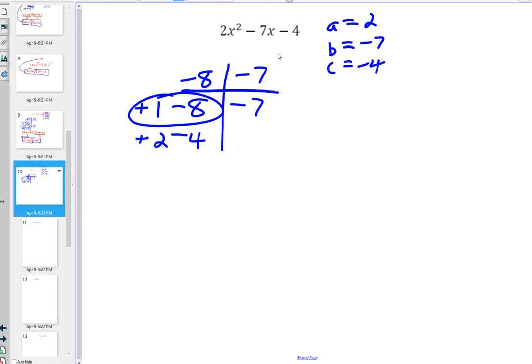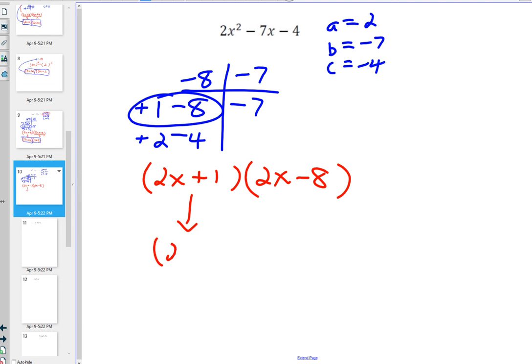But since A was not 1, instead of x, you write 2x. Instead of x, you write 2x. Trayshawn, what number comes next on each one? Plus 1, negative 8. Can't do anything with this, so this just drops. These can be divided by 2, so you get x minus 4. Those would be the two boxes that you would check.